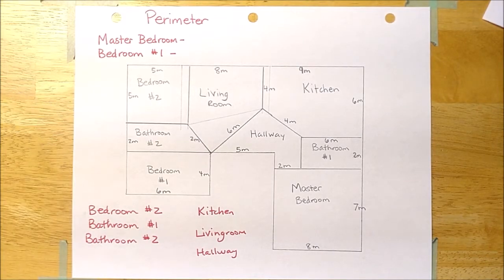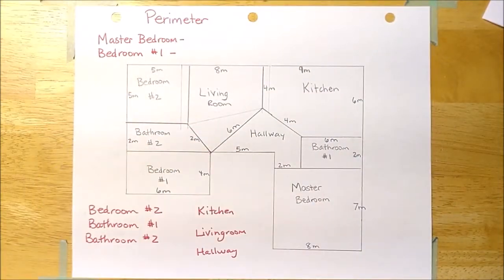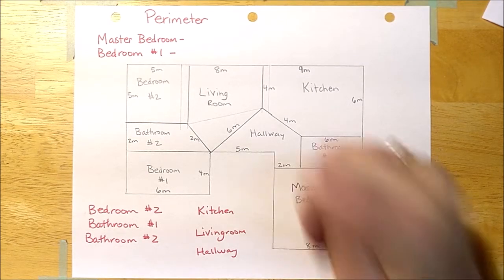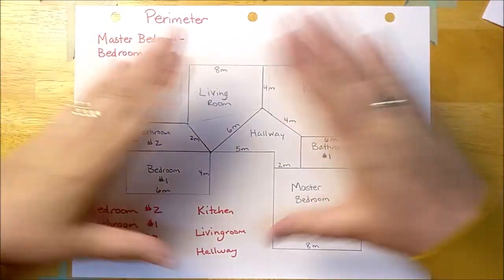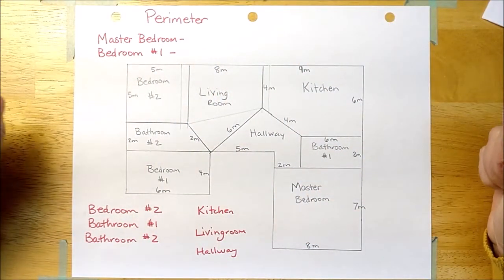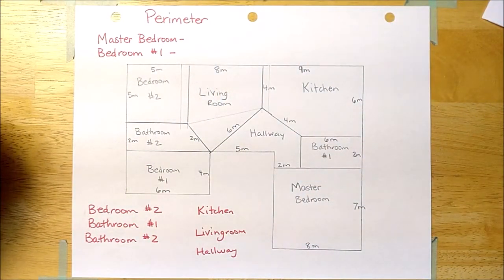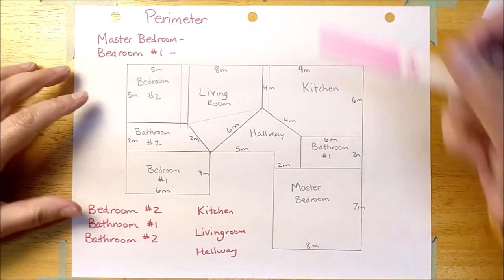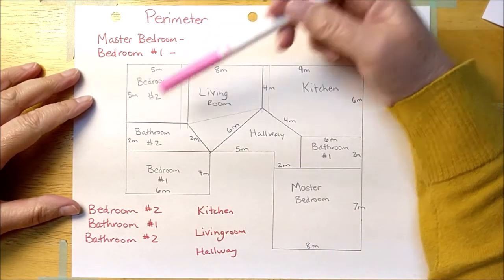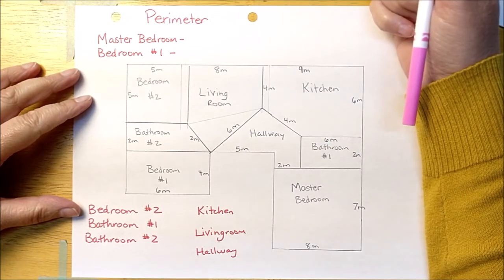Welcome to Math on this Wednesday, grade 4, and today we're going to be reviewing perimeter. So we've been learning about perimeter, about what it is and how to calculate perimeter. So today you're going to be receiving a floor plan of a house, kind of like this, and you are going to be figuring out the perimeter of the rooms in the house.